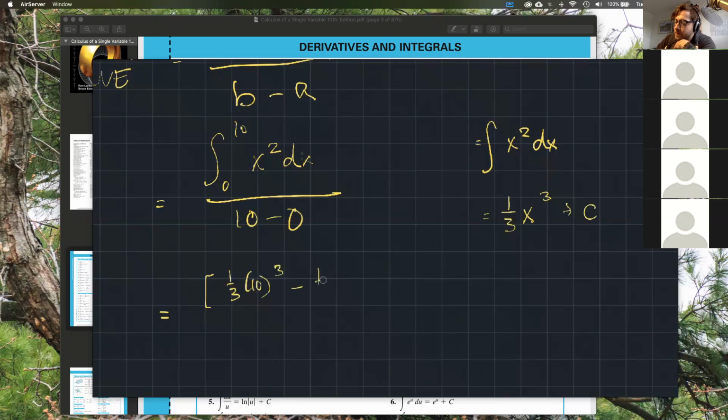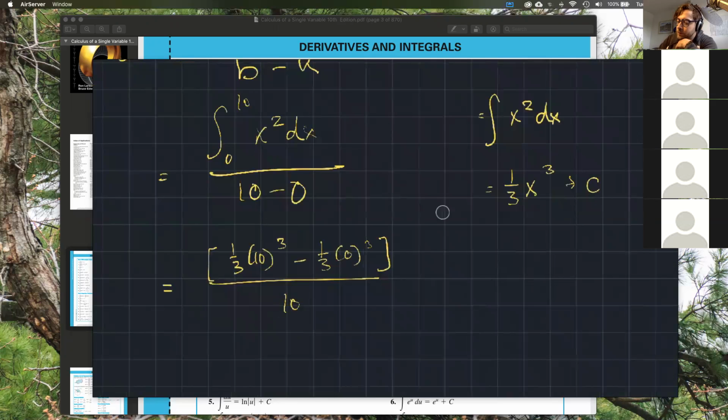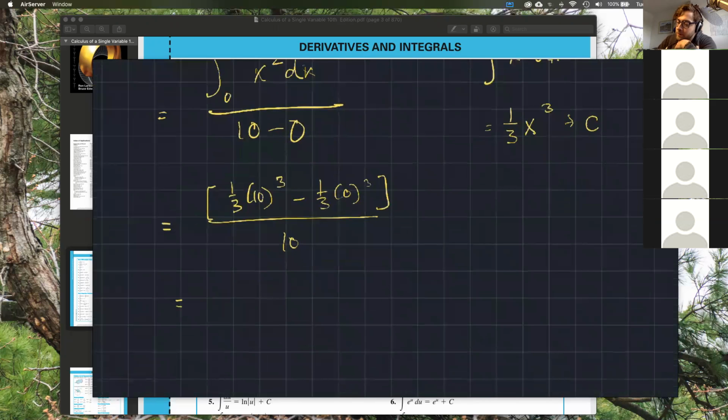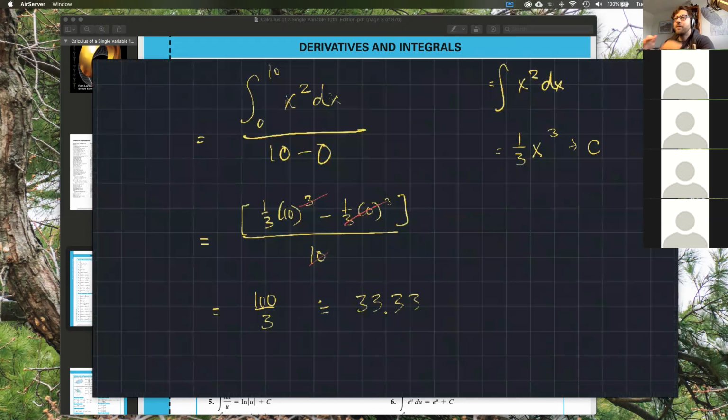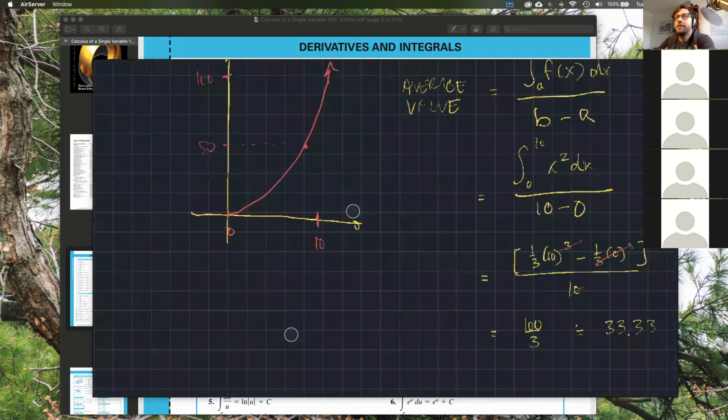So we get 1/3 of 10 cubed minus 1/3 of 0 cubed, all over 10. The 0 term is going to go away to 0, and this 10 is going to cancel with one of these 10s. So we basically get 100 over 3, which is approximately 33.33, right? What that tells us is that the average height of this function between 0 and 10 is actually 33.33. It's not 50.